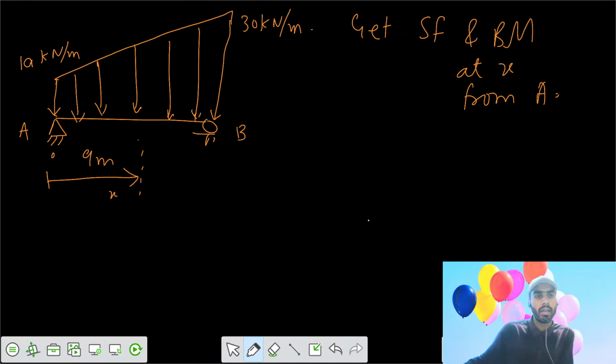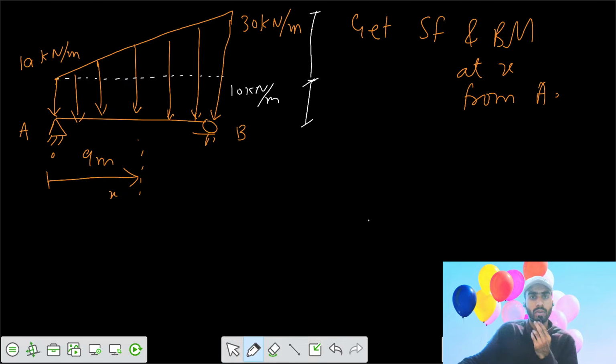We can divide the loading into two parts. One is a rectangular portion with an intensity of 10 kilonewton per meter. So this is your 10 kilonewton per meter. Next one is the 20 kilonewton per meter triangular part. The centroid of this rectangle will be acting at 9 by 2 from either support, and the centroid of this triangular variation would be acting here. So we can get the reactions.